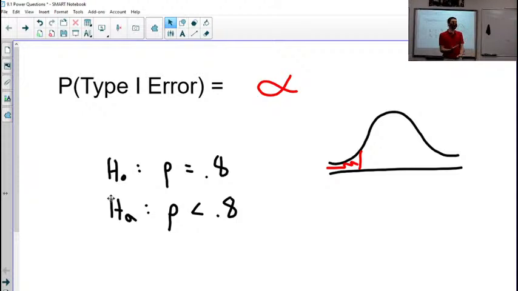So usually we choose 0.05 because it's a good balance between these two. But if we had a situation where we really didn't want to make a type 1 error, we could lower our alpha level, and that could help us not make a type 1 error as much. Okay, so that's thing number 1.